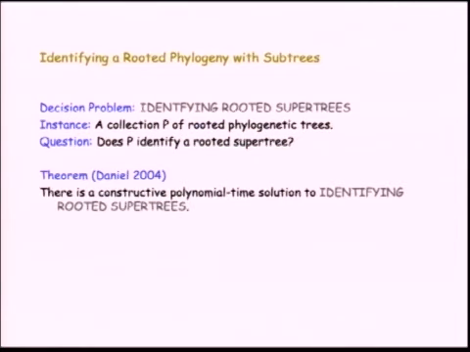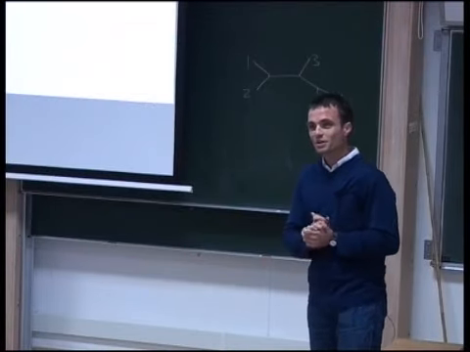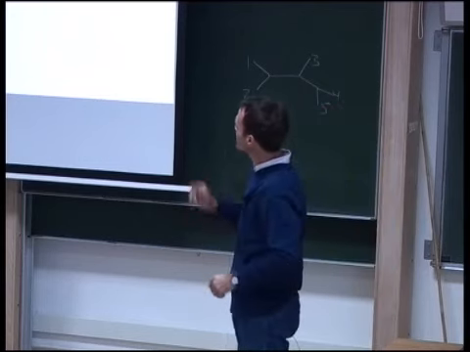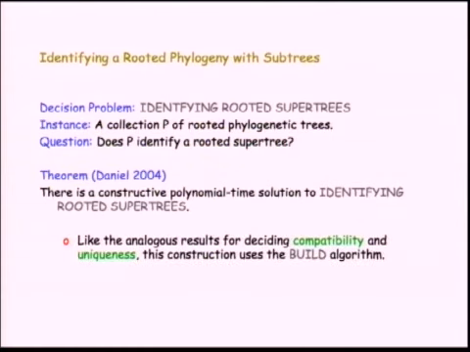Philip Daniel was a master's student at Canterbury a couple of years ago and decided at the end of his master's to carry on but doing medicine instead of mathematics. He came up with a constructive polynomial time algorithm for actually realising that. And just as a bit of insight for how does it work: if I've got a collection of rooted triples or rooted phylogenetic trees, how do I decide whether they're compatible? Well, one way is using the BUILD algorithm. Those familiar.